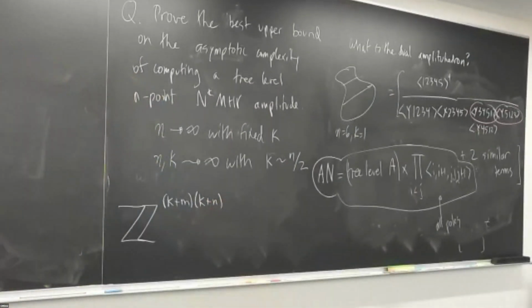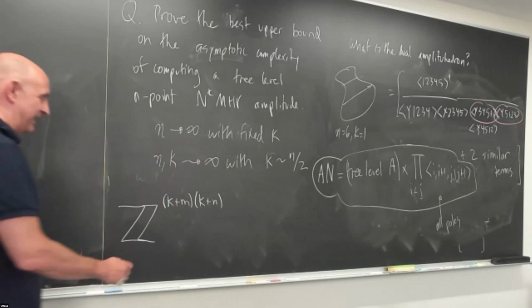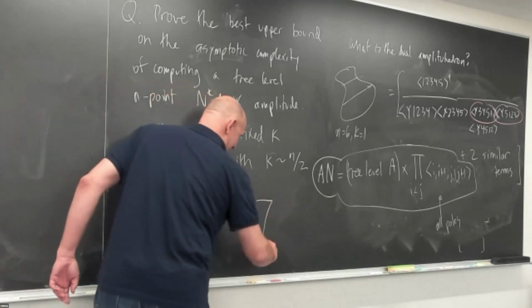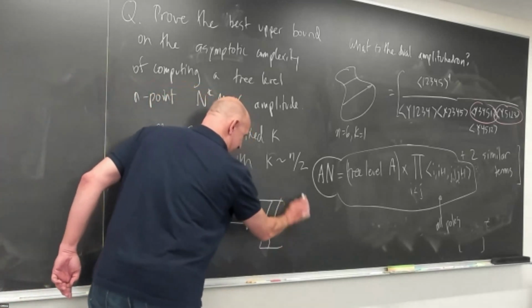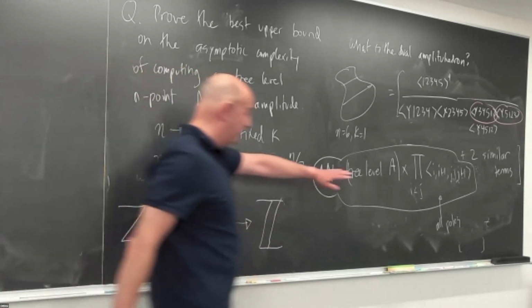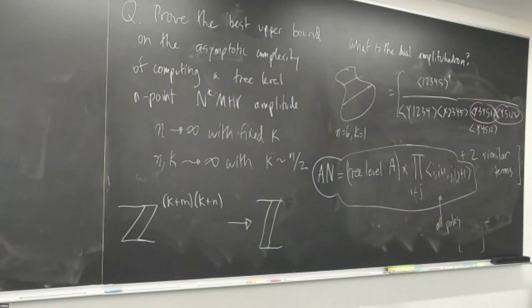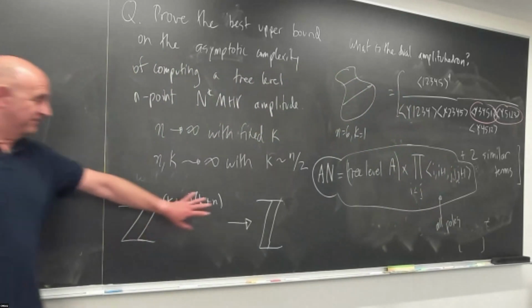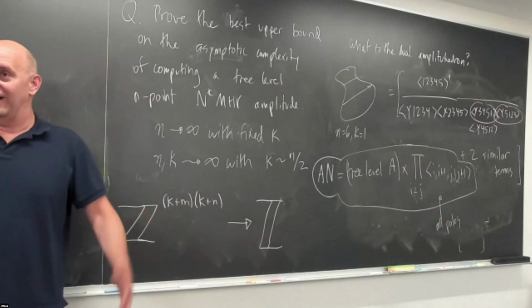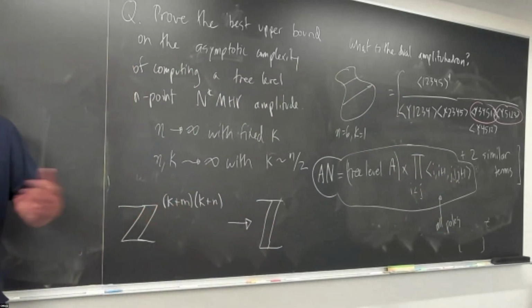Let's choose all of our kinematic data to be integers, right? Then we're evaluating some giant polynomial, so we're going to get an integer out. The tree level amplitude after we pull out this factor is going to be another integer. So we're talking about proving the best upper bound on the computational complexity of a certain very well-defined map from this space to the integers. It's really just a computational complexity problem.